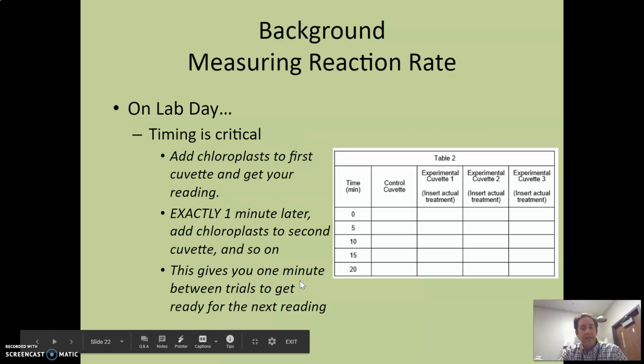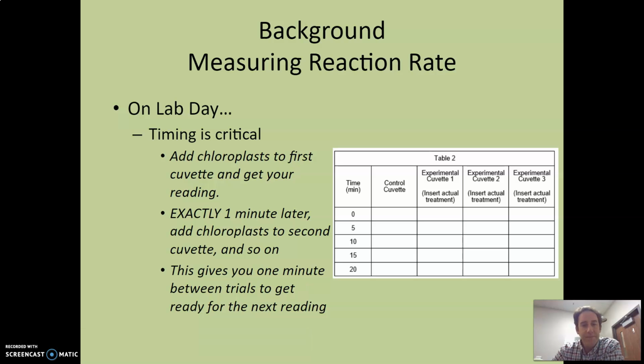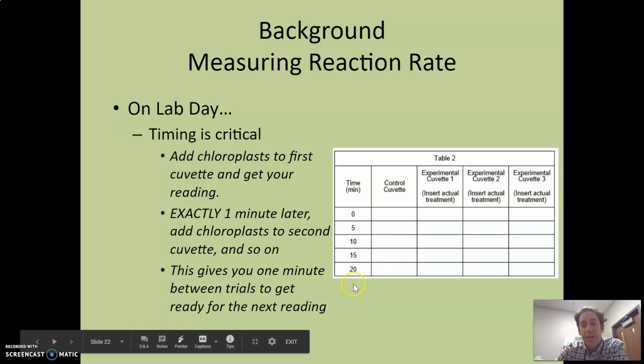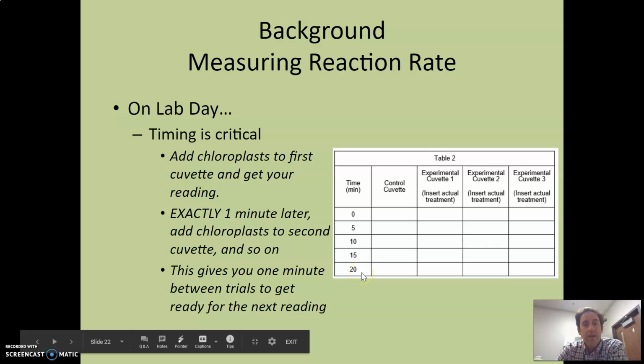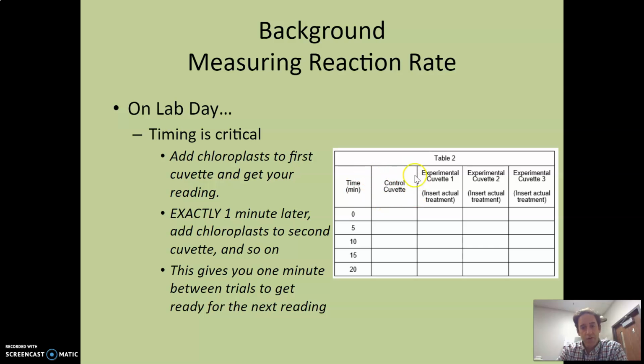So the way it's going to work, and this is important to understand before lab day so that you can just get it going as soon as possible, because you'll see we're trying to collect 20 minutes of data. So if you take a long time to get everything set up, you're not going to be able to get all of that. Okay, so here's how it's going to work. You're going to have everything set up, and you're going to take your control cuvette. Again, your lab report will document what that control is or what it looks like. And then you are going to start a timer at the instant that you add chloroplast to that cuvette. So at time 0, you add chloroplast to that cuvette, and it's going.